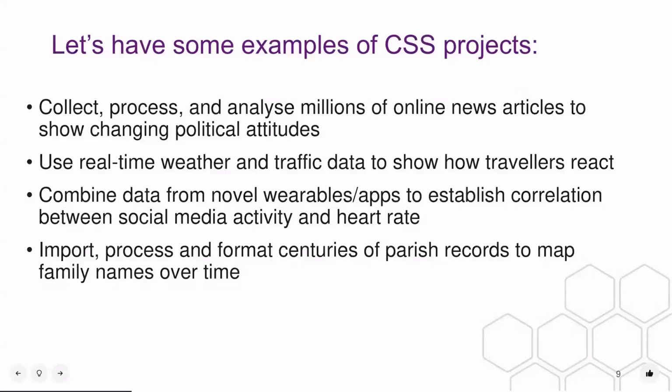And finally, we could be interested, for instance, in mapping family names over time by importing, processing, and formatting centuries of parish records. So this could allow you to maybe explore the movement of certain families to different areas. Maybe you could explore the changes in family sizes or whether they moved away or not. So these are just a few broad but really key CSS examples. And when I say CSS, that's just computational social science. I'm going to use that quite a bit because it's a bit of a mouthful saying computational social science each time.